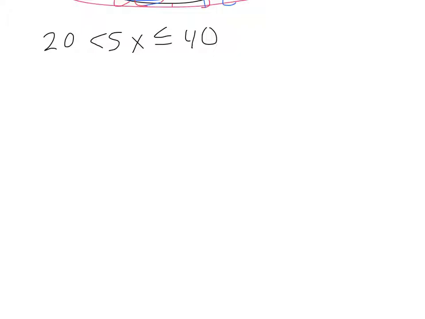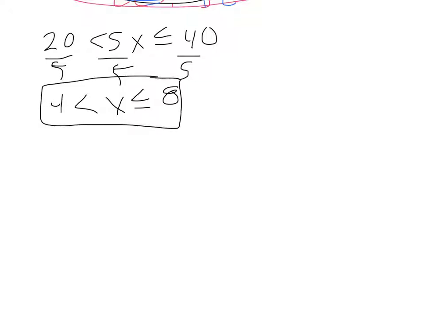But unless we have to graph them, it doesn't really matter. So here, if we divide everything by 5, we get 4 is less than or equal to x, which is less than or equal to 8. So 4 is less than x, which is less than or equal to 8. That's a perfectly valid solution.